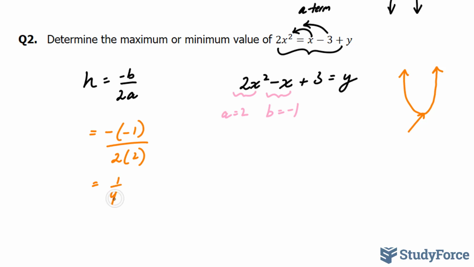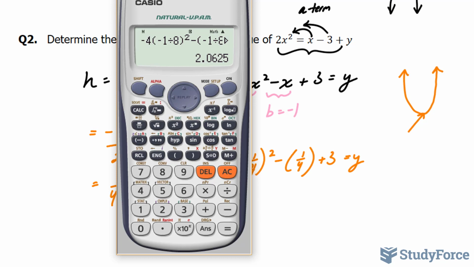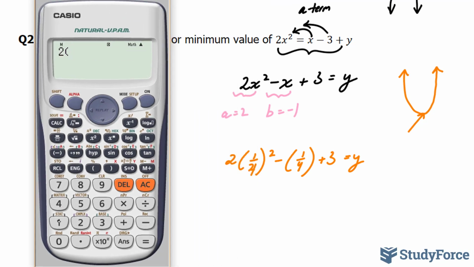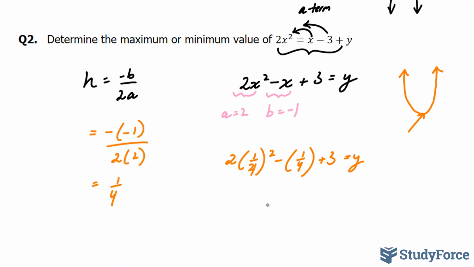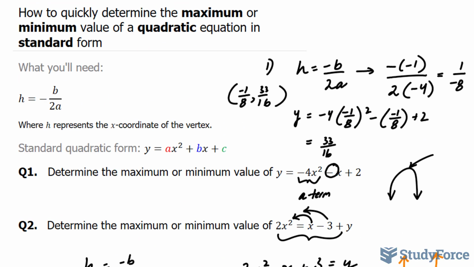To find the y-coordinate, we plug this back in. Plus 3. I'll use my calculator to evaluate. 2 bracket 1 over 4 minus 1 over 4 plus 3. And this gives me 23 over 8, or 2.875. 2.875, and you can use the fraction, doesn't matter. And therefore, we will have a minimum at 1 over 4, 23 over 8. And so there you have it. That is how to quickly determine the maximum or minimum value of a quadratic equation that is in standard form.